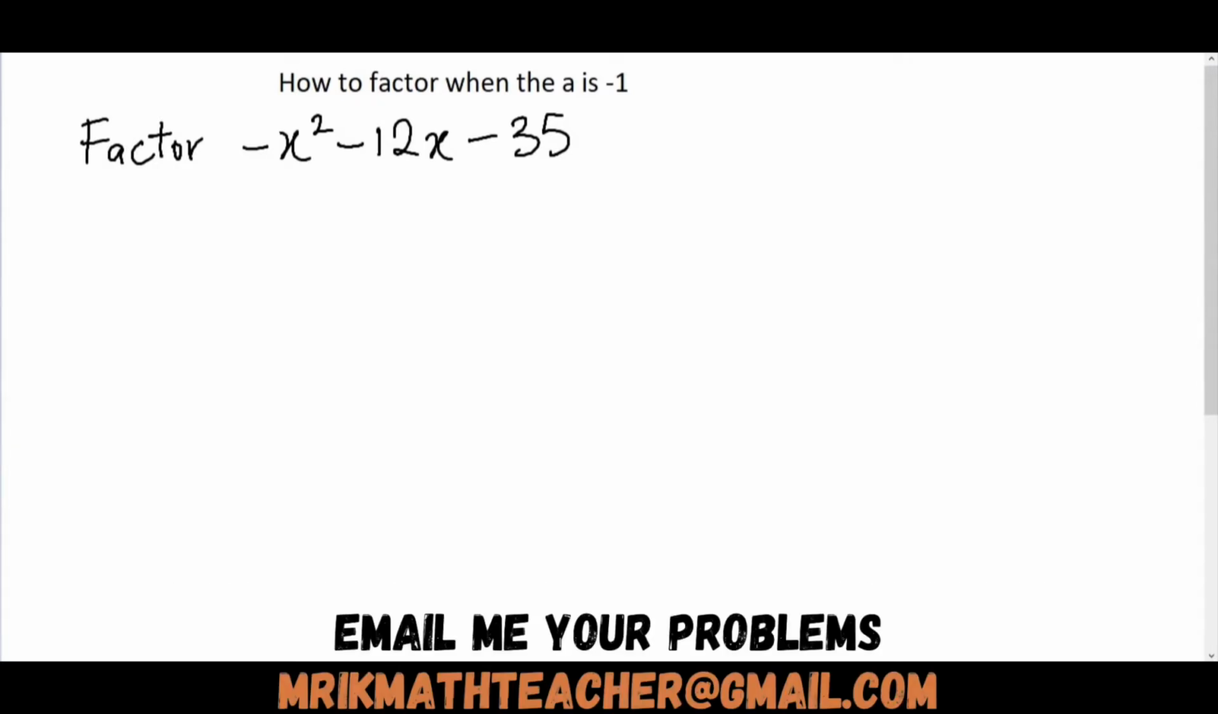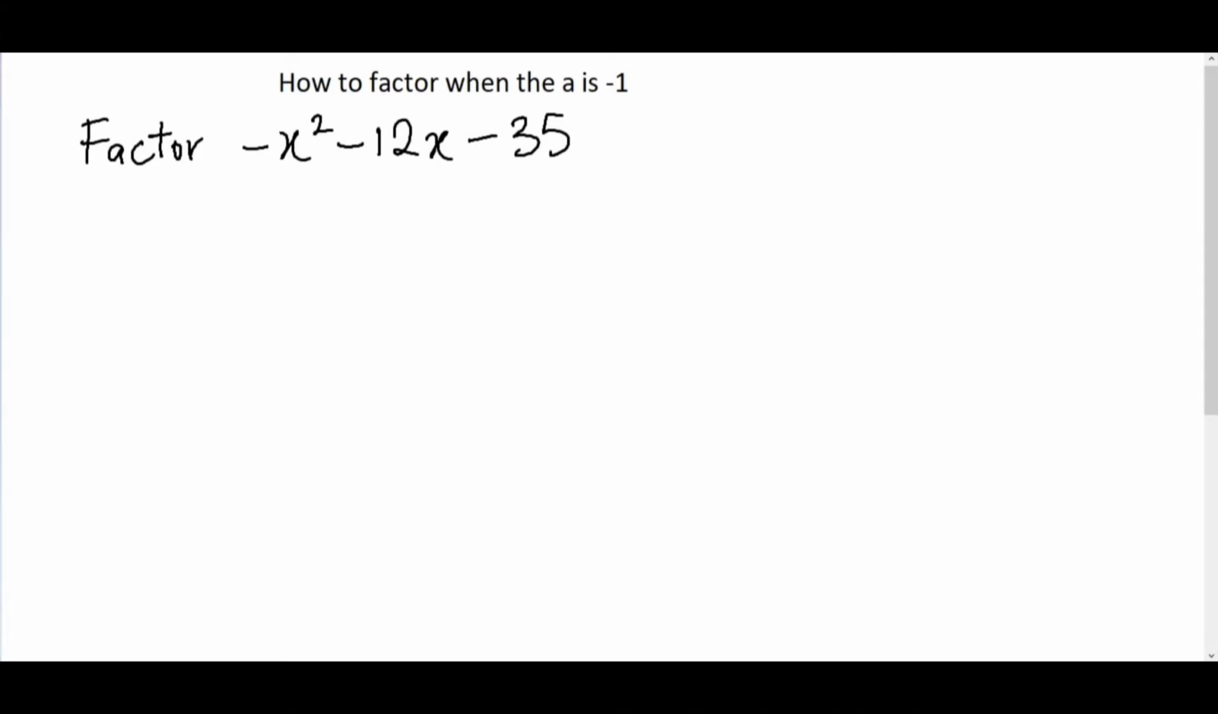Here we have a problem where we are trying to factor a trinomial that has an a of -1. So when we say that the a is -1, we are simply saying that there is a negative to the left of the x squared. That's all it means. So how do you factor when there is a negative to the left of the x squared? That's really what this video is about.